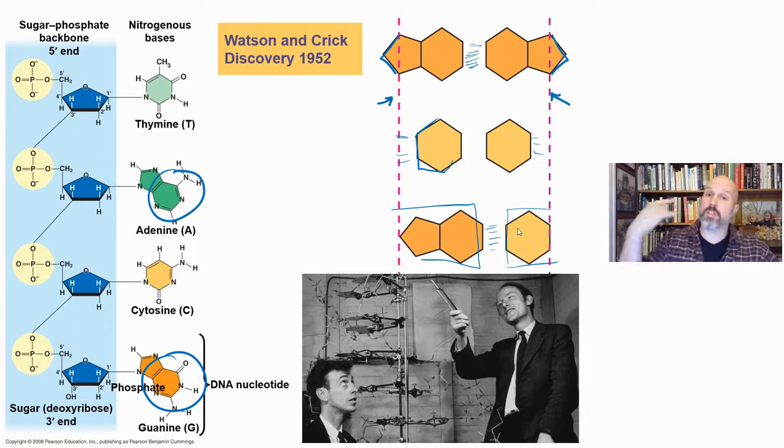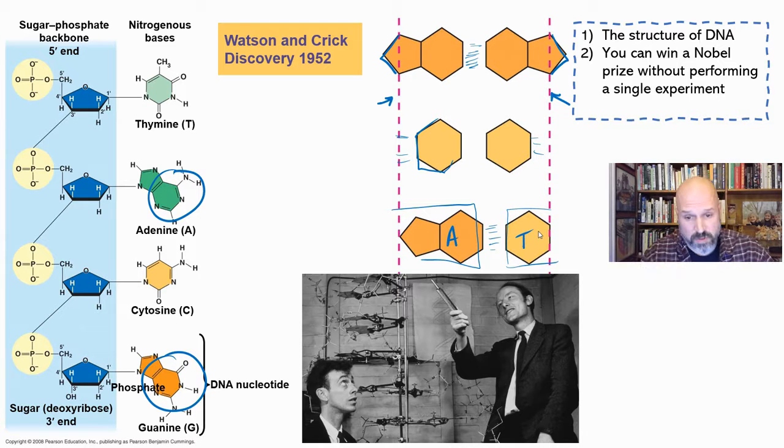Couple that with what Chargaff was doing, A's and T's, C's and G's, and you find out that a purine will always go with a pyrimidine, where a C and a G will go together too. Now this shows the structure of DNA, but you can win a Nobel Prize without doing a single experiment. No experiments were done. Everything was previous to this said experiment. These guys did just a discovery.